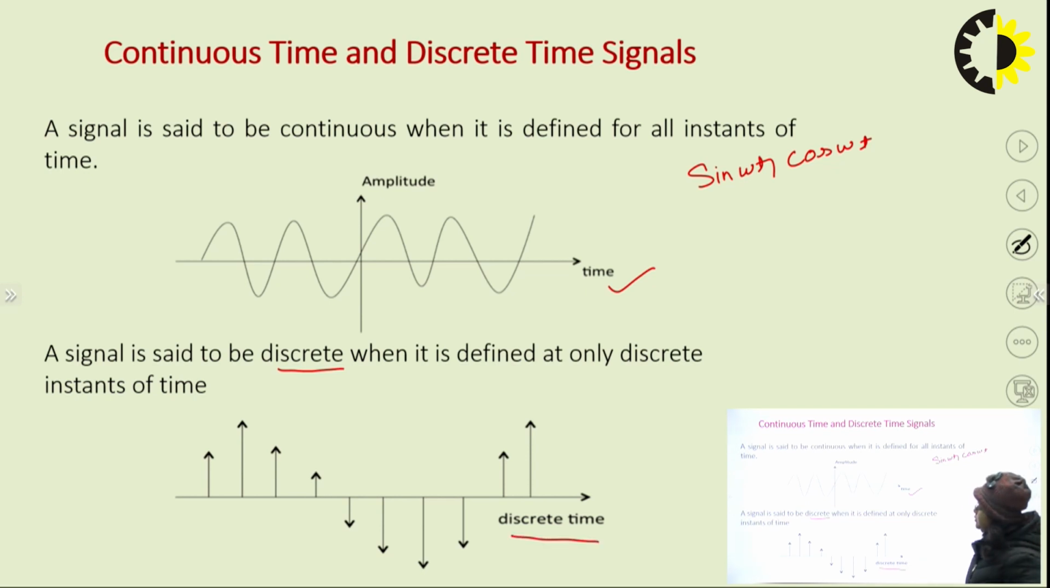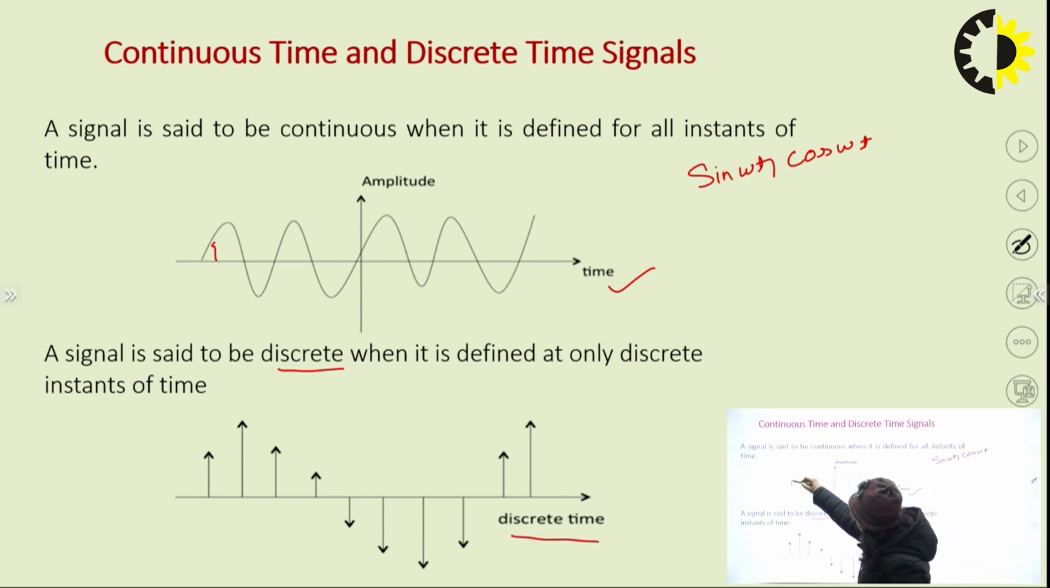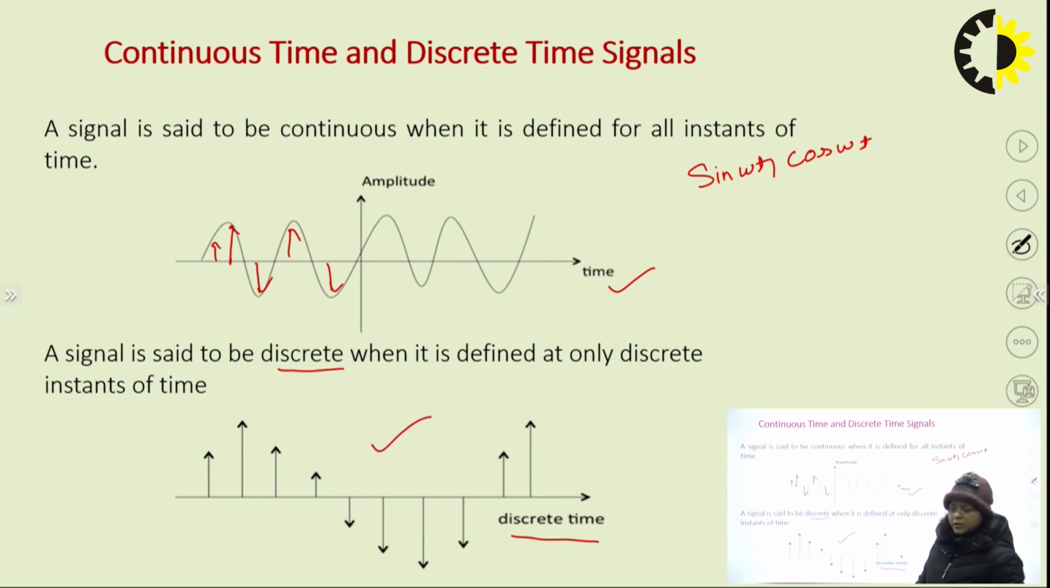So if we take discrete samples of this signal and remove the other continuous values, then it becomes discrete. If we have to convert a continuous signal to a discrete signal, we simply need to break this signal on the time axis. This process is called sampling.